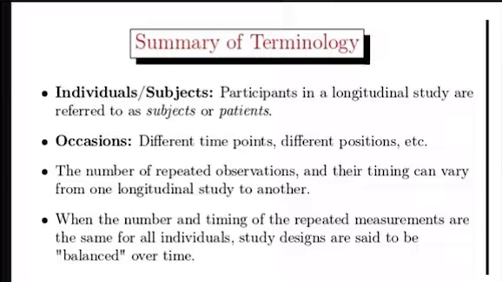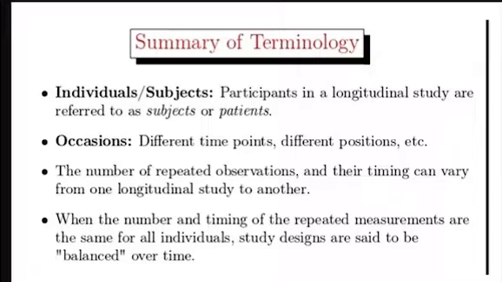Now, the summary of the terminology. Today we've used individuals. Individuals are called the subject. They are the experimental unit. And of course, they are the participants in a longitudinal study. We refer to them as patients in hospital, and as students in the educational line. Okay? Then occasion means a different period, different time, different position.